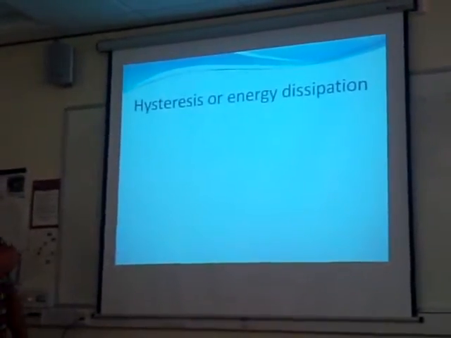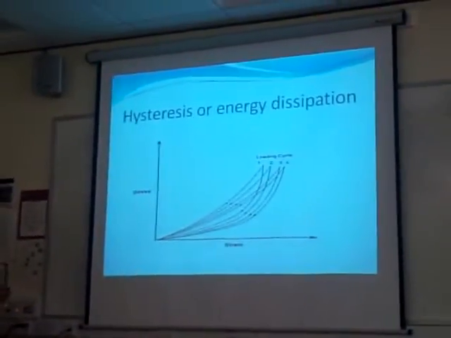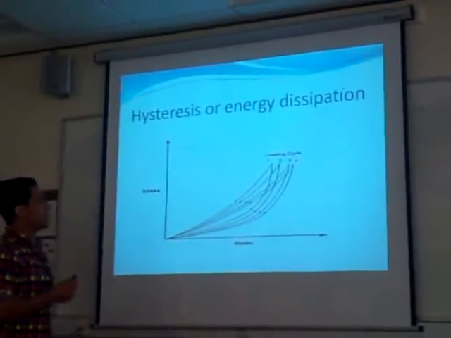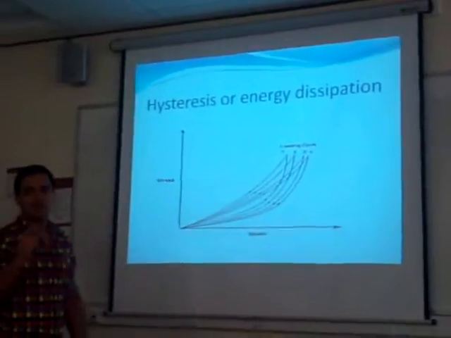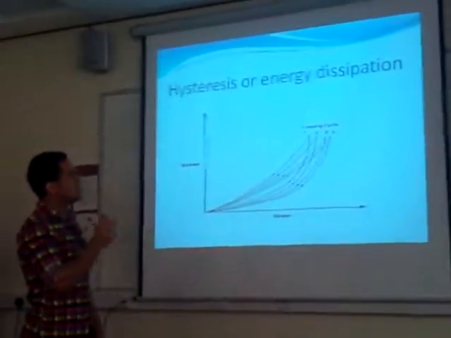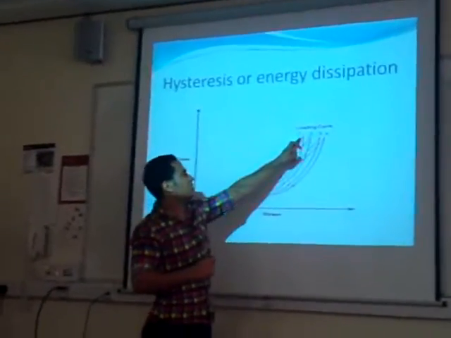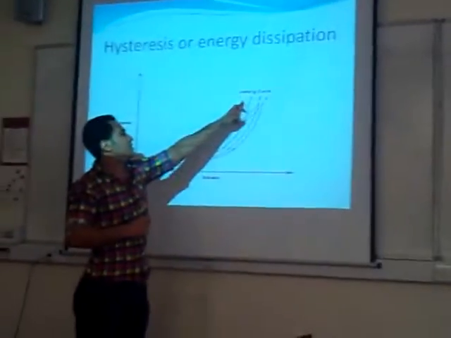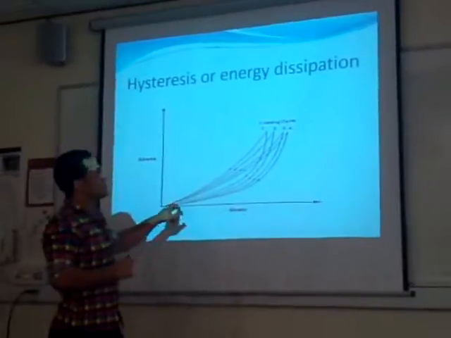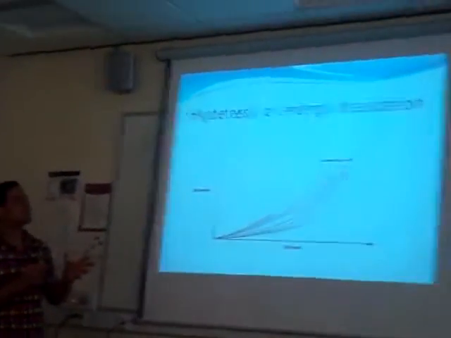The third property is hysteresis, or energy dissipation. When the stress-strain diagram was measured for tendons or ligaments, they found that the behavior of the tendon or ligament during the loading cycle differs from the unloading cycle. Here we see the first loading cycle. But when you remove the strain, the stress takes this behavior. So there is a difference. There is a loss of energy. And this is what we mean by hysteresis, or energy dissipation.